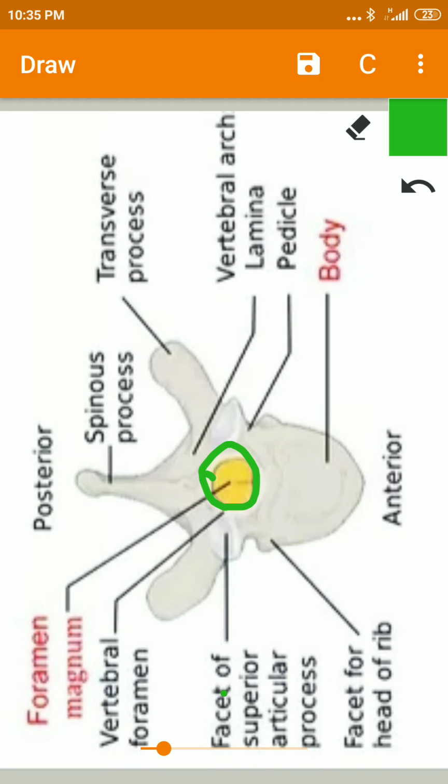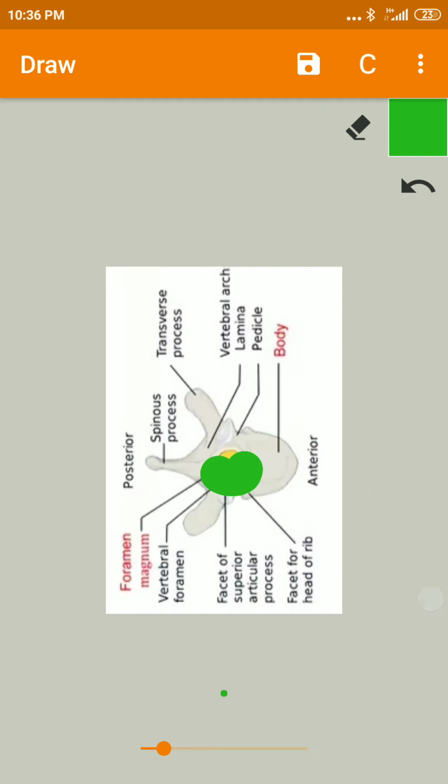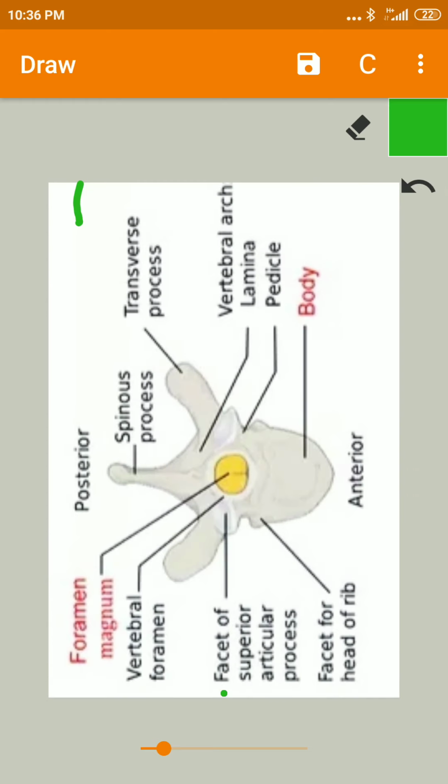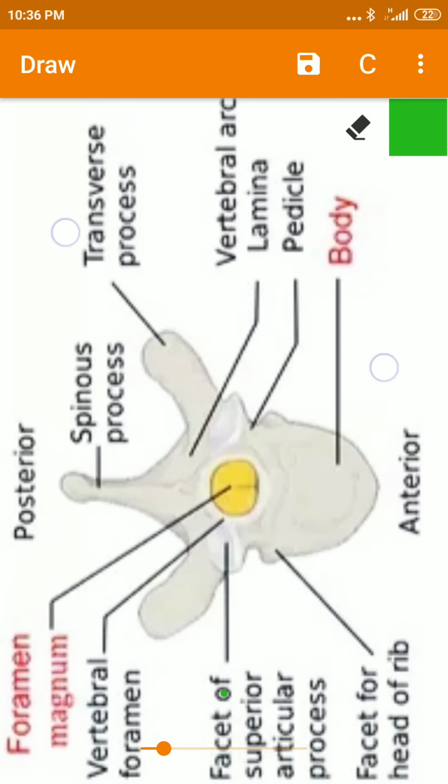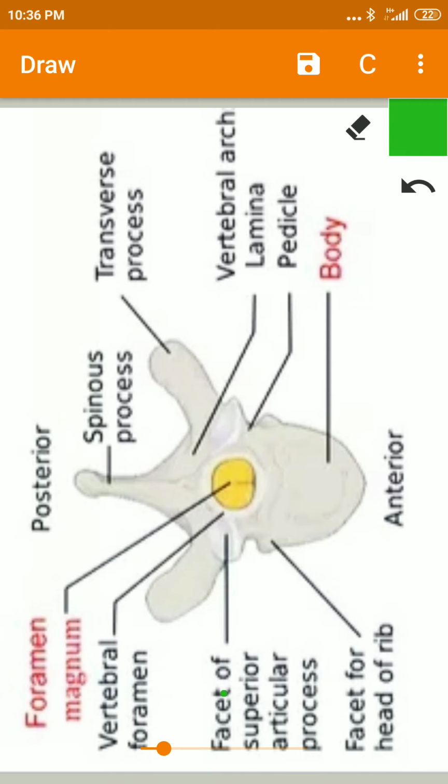All these foramens combine to form a canal which helps in the passage of the spinal cord with its meninges and blood vessels through this foramen. Now we will see what the shape of the body is and what its surfaces are. But before starting that, first you should know the parts of the typical vertebrae.